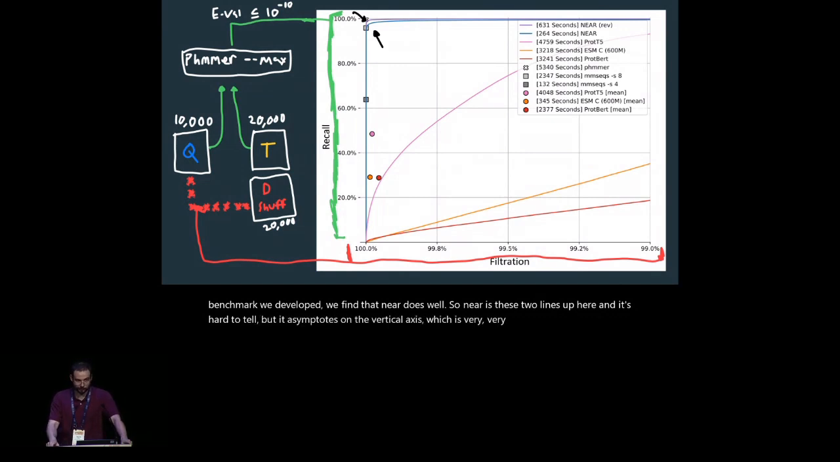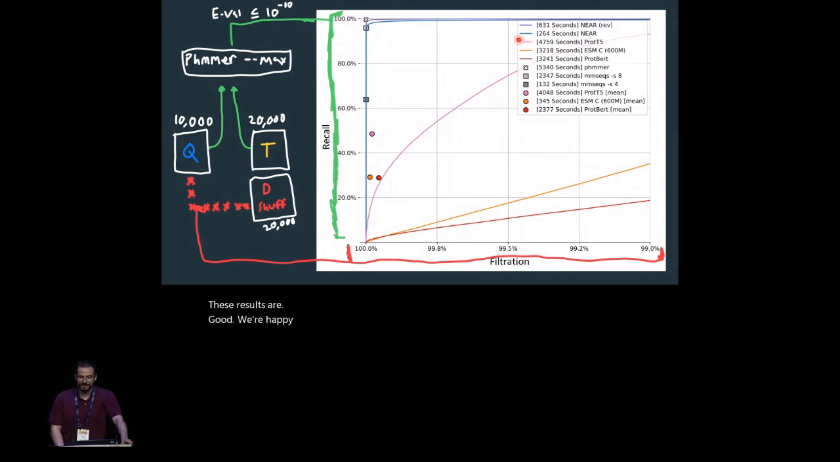It has comparable performance in this benchmark to classical methods. Very, very good filtration rate, very, very good recall, and also I will draw your attention, it is significantly faster than classical approaches and also much, much faster than protein language model approaches. These results are good. We're happy with these results.